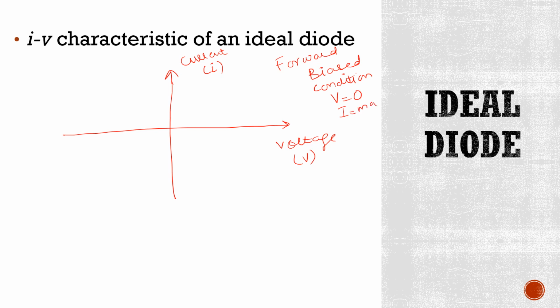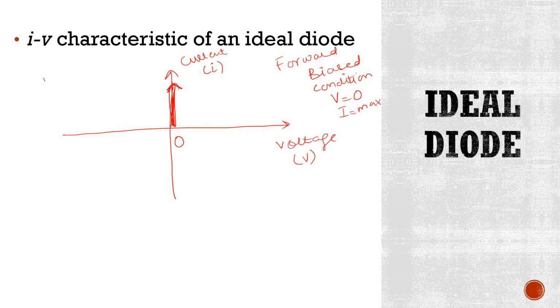So how are you going to draw this condition on this graph? It is drawn something like this. It is on this axis. It means V is 0 and I is maximum.